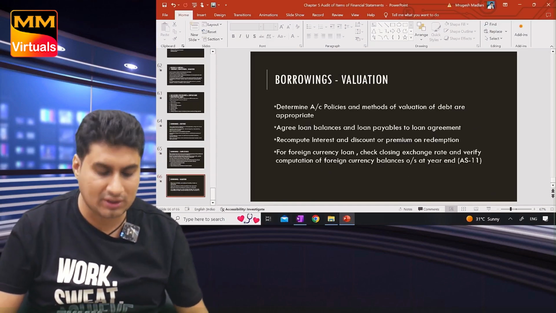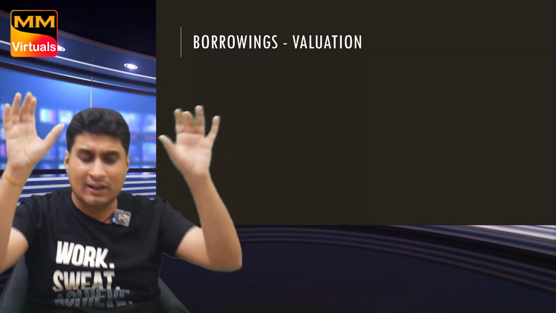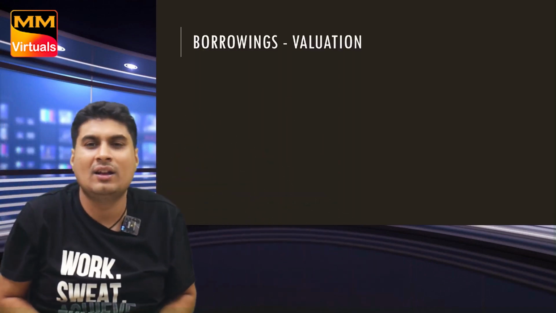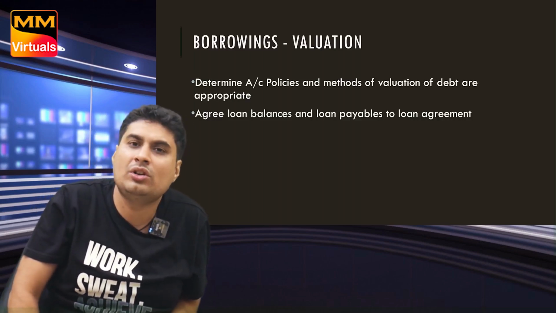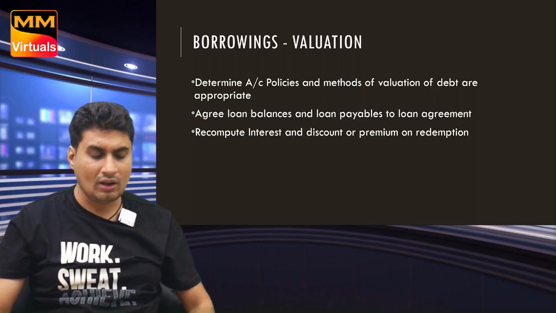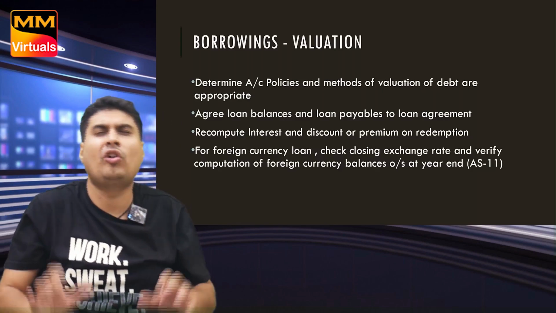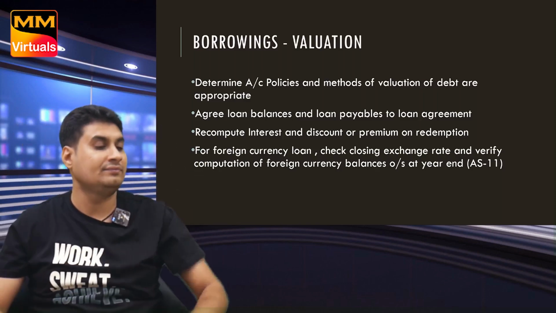Borrowings. How to do valuation? Very simple. Check the loan agreement. In the loan agreement, this much is there. If you are going to pay premium on redemption, then recalculate, see terms are proper. Determine accounting policy valuation of debt. Agree the loan balance with loan agreement. Recompute interest payable on redemption of debentures. For foreign currency loan, see it is revalued as per AS 11.